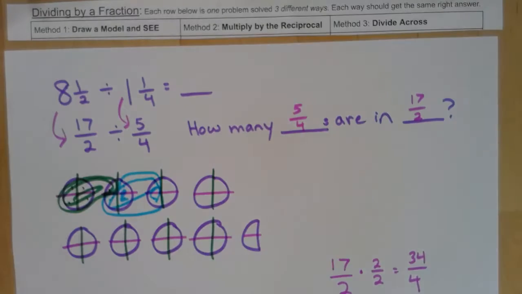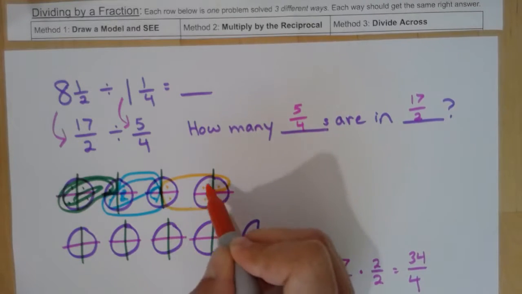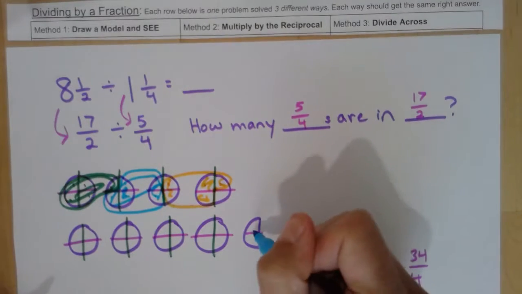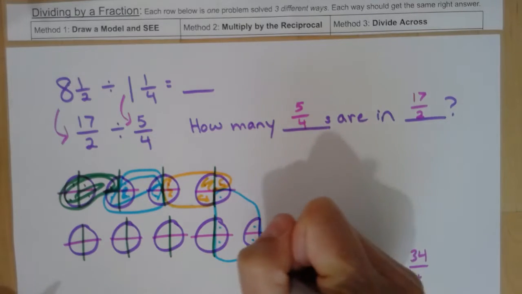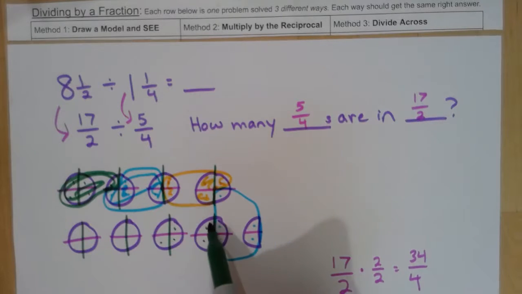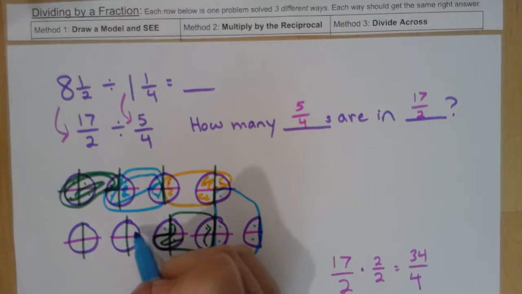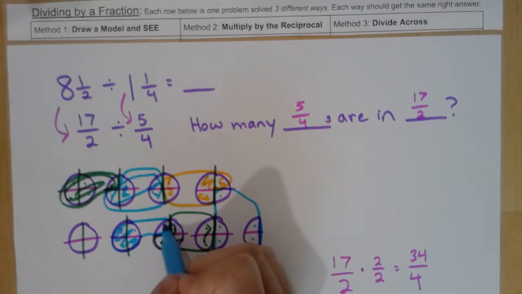I like to use different colors. 1, 2, 3, 4, 5, there's a third group in there. Let's see, 1, 2, 3, 4, 5, there's a fourth group. There's a fifth group of 5/4 in there. 1, 2, 3, 4, 5, there's a sixth group of 5/4.